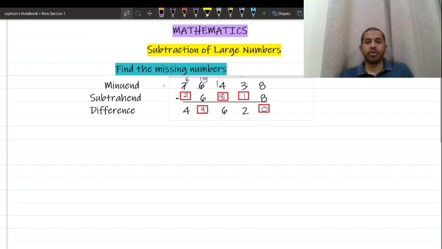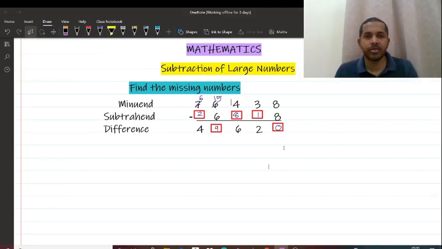Here we can write the answer directly. Minuend number 3 and difference, the answer here is 2. Then 3 is a big number, 2 is a small number. Here you don't have to borrow any number. You can directly write 3 minus 1 is equal to 2. So this is the step you have to follow while you are doing these kinds of problems.